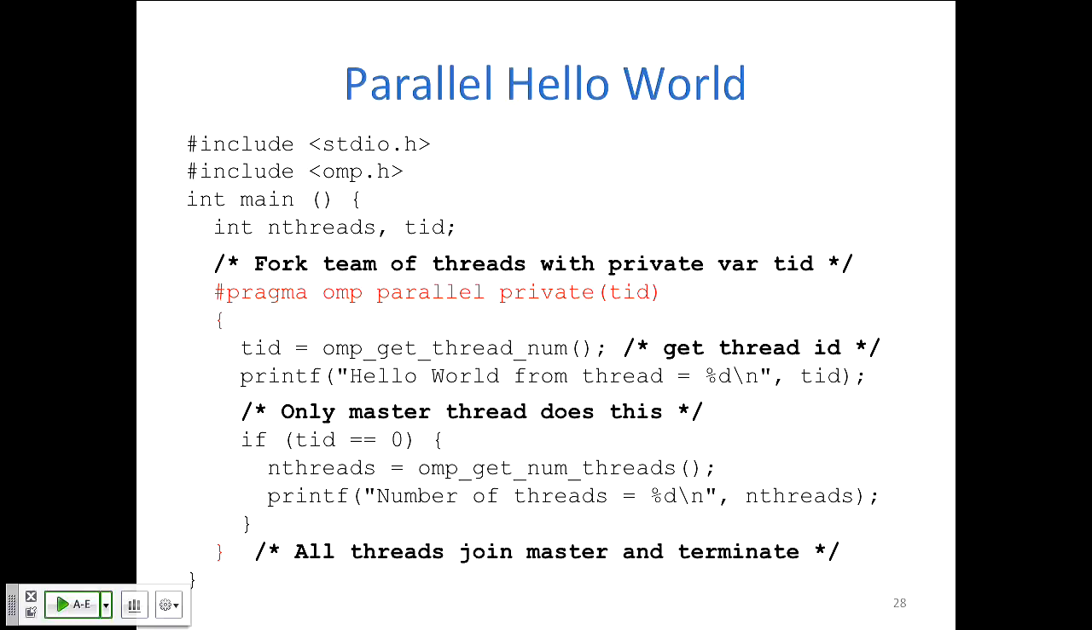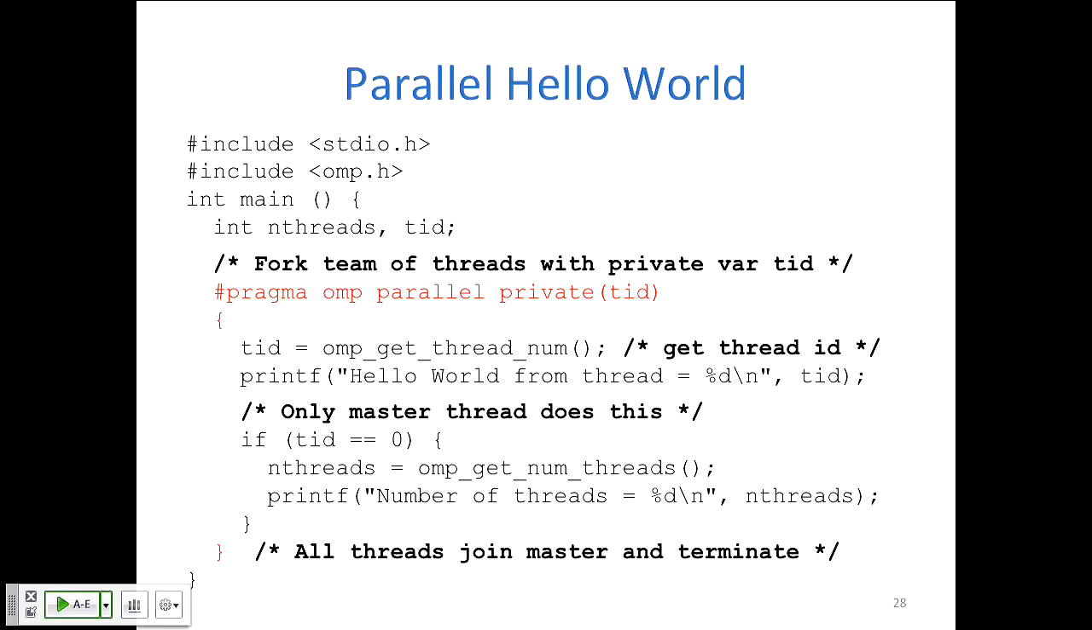So this is the OpenMP program. You include stdio.h, just the regular header file to do I/O. You also include openmp.h. That's another standard header file for OpenMP. So here's a couple of variables: number of threads, thread ID. We're going to fork a team of threads and say pragma OpenMP parallel.